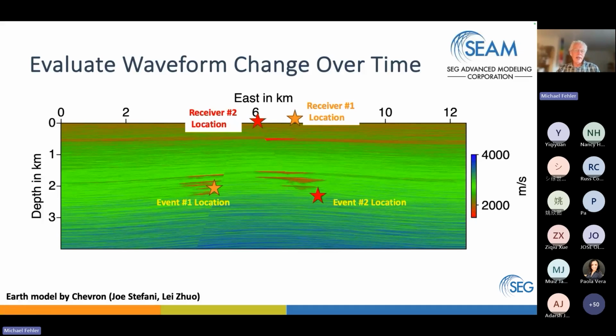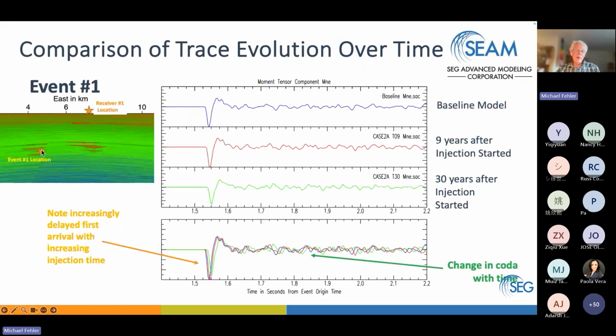So I'm showing now, again, source location, receiver location at the baseline, 9 years and 30 years. And then I've overlaid them here, and you can see that there's an evolution of the traces. The first arrival was delayed successively as we go from the baseline to 9 years to 30 years. And the coda, this is the P coda, varies with time as the injection continues. So this is what we'd hope to happen. And we hope that this provides a data set that's rich for both investigating, for example, location and moment tensor inversion, as well as other things.